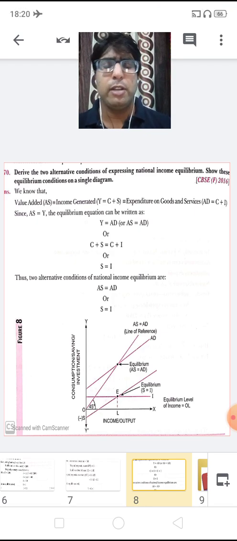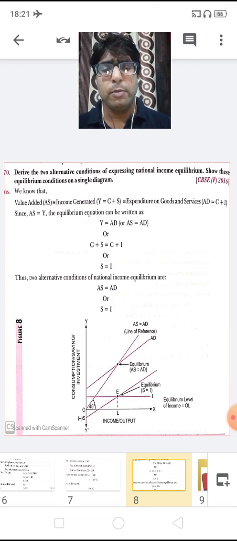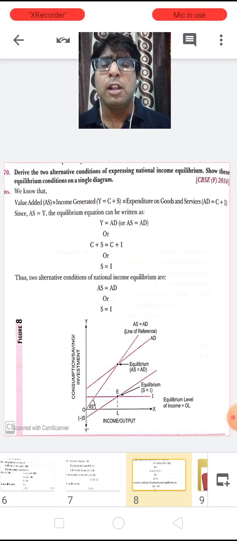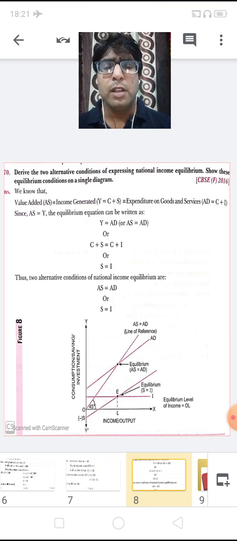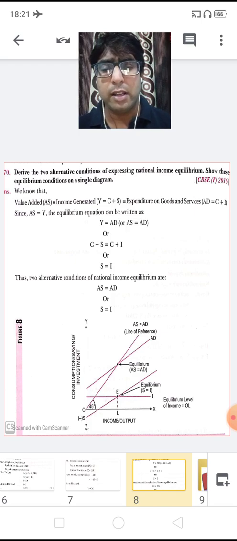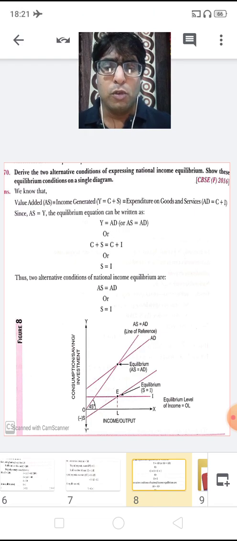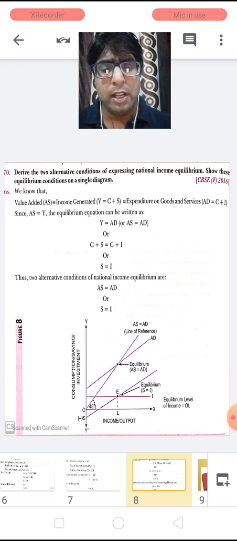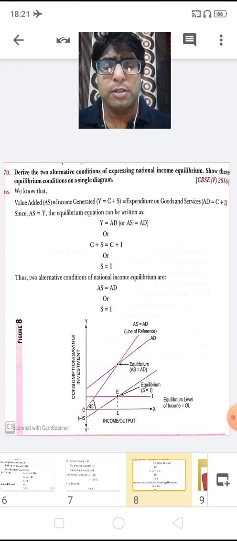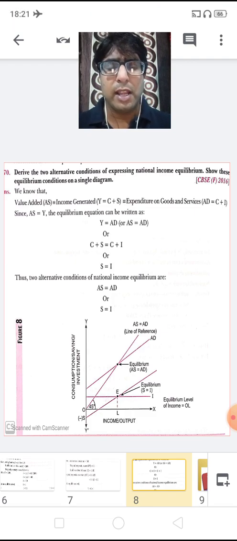As I have already explained what the factors of production are, that is land, labor, capital, and entrepreneur, on behalf of these factors of production we are earning factor income, which is denoted with income, that is Y, and that income is also equal to aggregate supply. So once we earn an income, we are again going to spend it on consumption or on expenditure on various goods and services, which is known as aggregate demand.